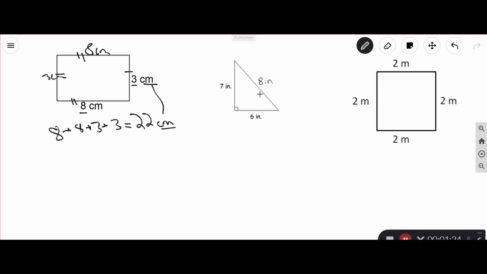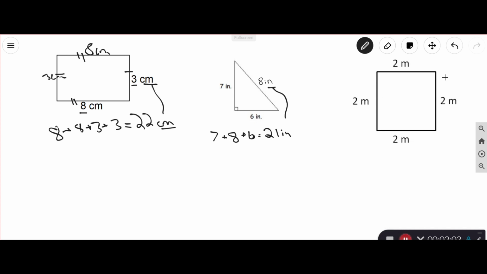Now, moving on to the triangle, we have all of our information here. We have our 8 inches, 7 inches, and 6 inches. What do you guys think we should do? Add them all together, correct? So 7 plus 8 plus 6 equals, what do you guys think? 21. Good job. And then again, don't forget to bring your units down. It is 21 inches. The perimeter is 21 inches.